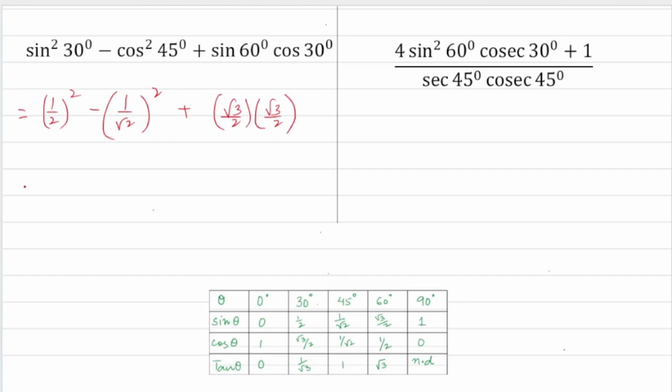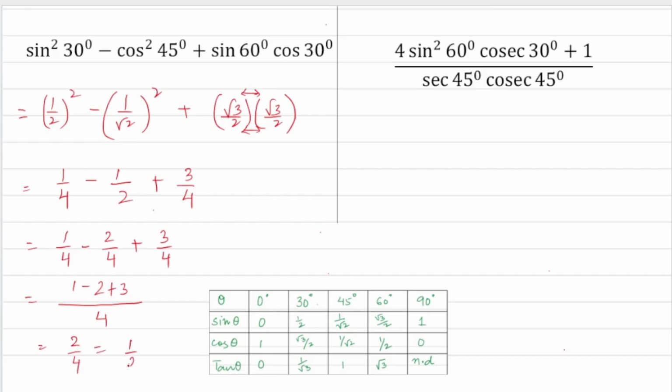Now this gives me half square is 1/4 minus 1 square over root 2 square is 2 plus what is root 3 times root 3? It's a multiplication of fractions. We multiply the numerators, we multiply the denominators. Root 3 times root 3 is 3 and 2 times 2 is 4. And now I can write this 1/2 as 2 over 4 to make the denominators the same. All the denominators are 4, so it is just 4. 1 minus 2 plus 3, 1 minus 2 is -1 plus 3 is 2, so 2/4 and which gives me 1/2 as the answer.